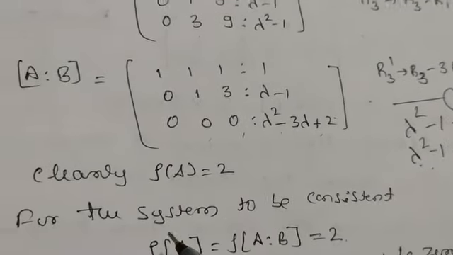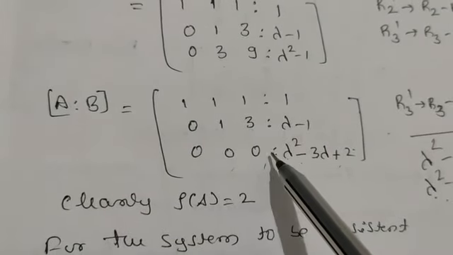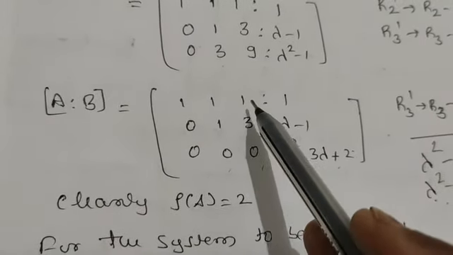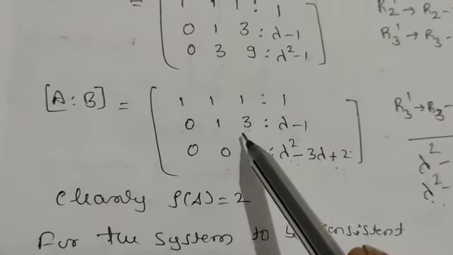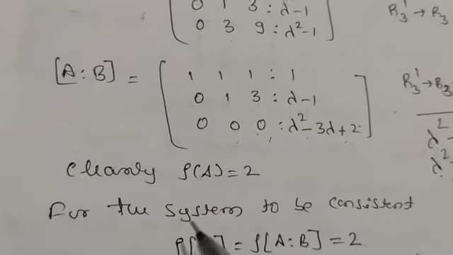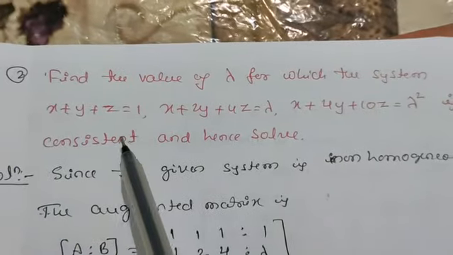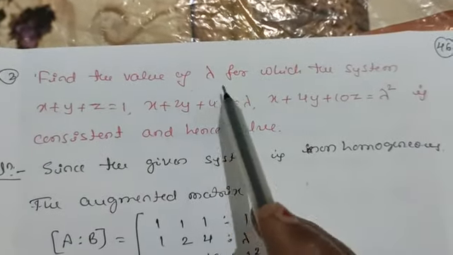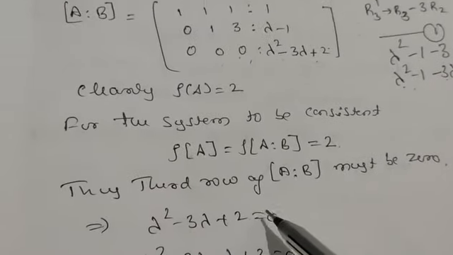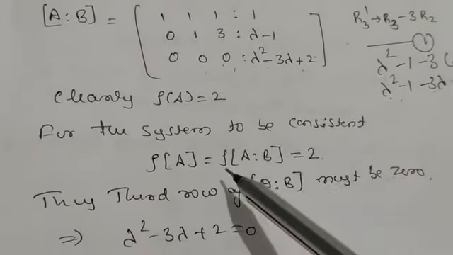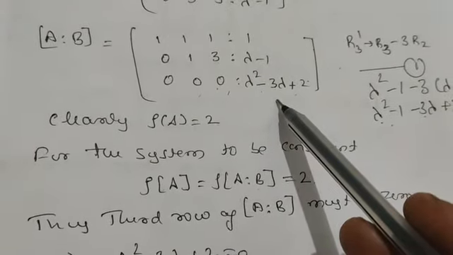So now clearly the rank of this matrix A. So matrix A is only this much, before the colon. So the rank of this matrix is 2 because in this matrix we have only 2 non-zero rows. So the rank of this matrix is equal to 2. And what is given here? It is given, find the value of lambda for which the system is consistent and hence solve. So consistent means it has a solution. So it has a solution means rank of A is equal to rank of AB is equal to 2 here. It should be 2.